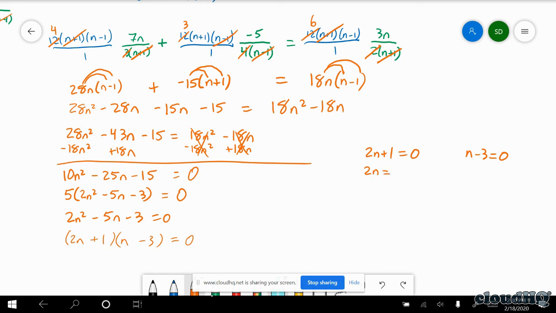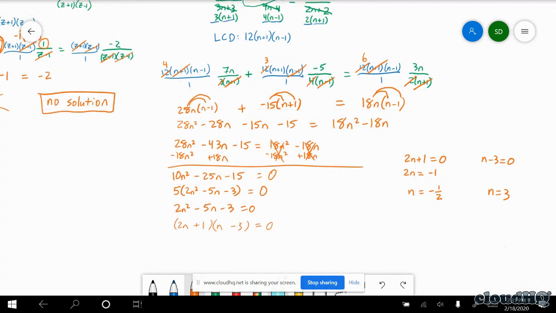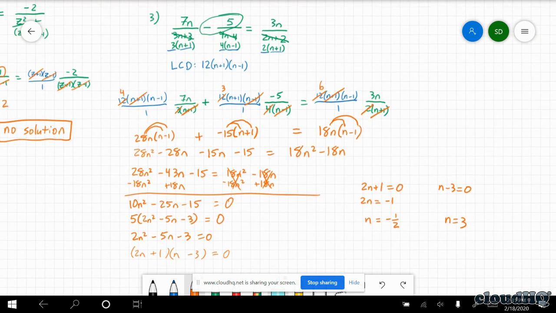So 2n is equal to -1. Divided by 2, you get -1/2 for one of your answers. And then the other one, you get n equals 3. So those are my answers, assuming they work.